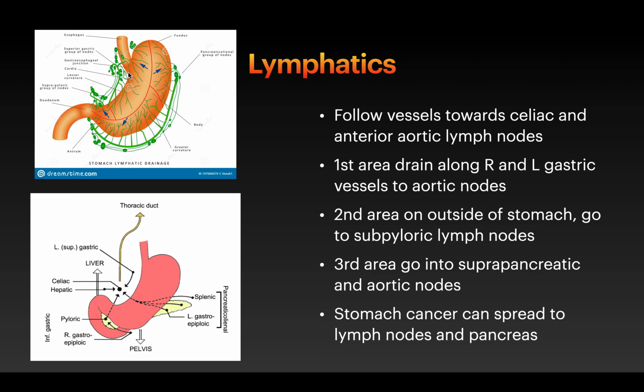Okay, so the lymph will follow the vessels toward the celiac and the anterior aortic lymph nodes. The first area drains up into the right and left gastric vessels to the aortic nodes. The second area drains down outside the stomach, and that will go to the subpyloric lymph nodes, down here. The third area will go towards the suprapancreatic and aortic nodes, up here. Stomach cancer is very concerning because it can spread to any of these nodes and go nuts.